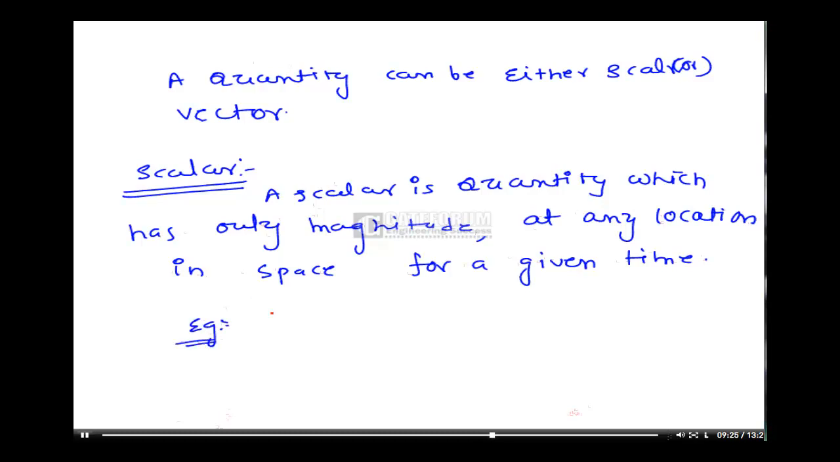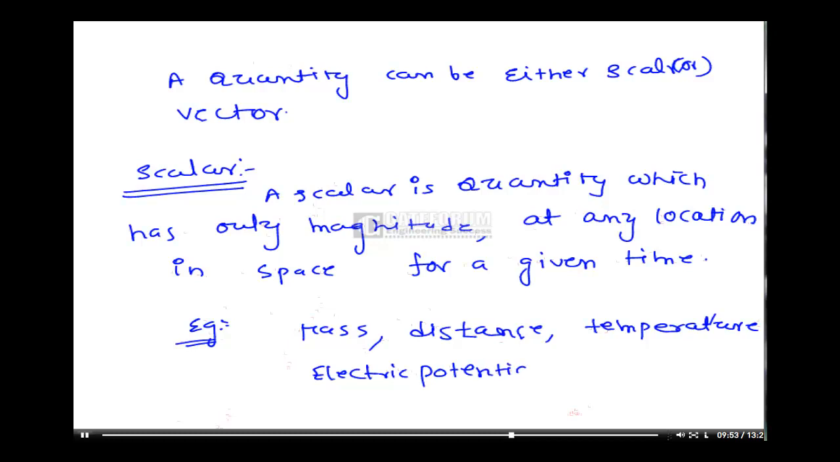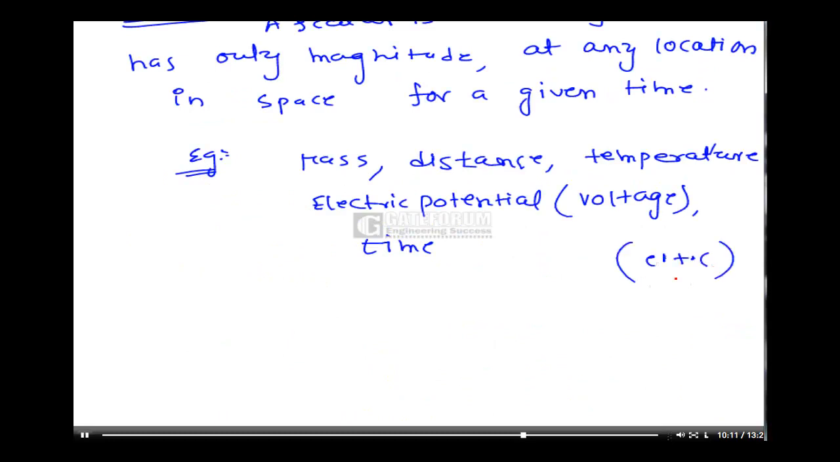Suppose, for example, mass: 20 kg, 30 kg, like that. Distance: 15 kilometers, 20 kilometers. Temperature: 25 degrees centigrade. And electric potential, also known as voltage: 2 volts, 3 volts, like that. Time: 5 seconds, 10 seconds, etc. So these are some examples of scalar quantities.